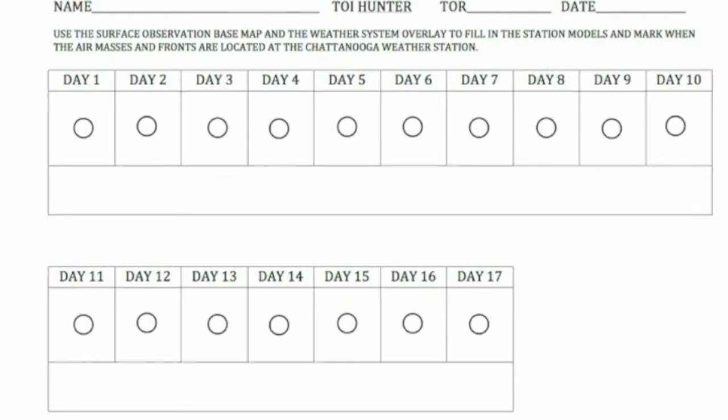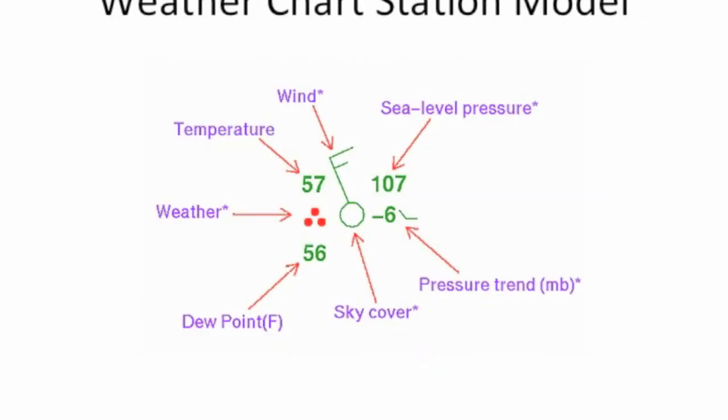This is the worksheet that students were given. The dot is there for them to fill in, and it was explained to them how to fill in the station model, again, the first station model from the overlay. Everybody did that together in the class, and then students were asked to fill in the rest of the station models for the other 16 days on their own.